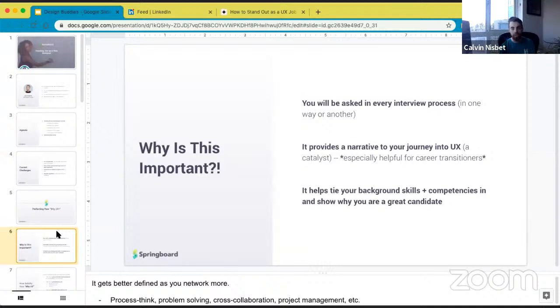at any stage, you're going to be asked this question, and the more prepared you are, the better it is. Also, if you don't have this, other people are going to have this prepared, and they're going to be the ones that stand out, right? So we really want to ensure that we can articulate why we're getting into UX.